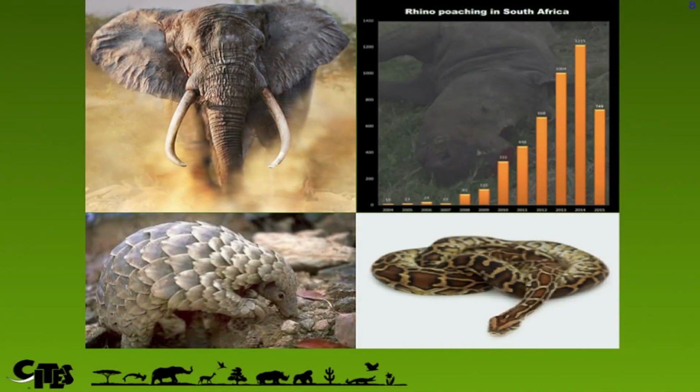Now, put up a picture of a python here, because python skins are legally traded under CITES from many countries, including Indonesia, Vietnam, and other countries, primarily to Europe, to use in the fashion industry. According to the ITC, this legal trade is worth, at the top end of the value chain, $1 billion per year. But it's also estimated that the illegal trade in python skins is worth $1 billion per year as well. And this is an example of where the illegal trade can completely undermine the sustainability of legal trade and why we need to get this illegal trade under control.